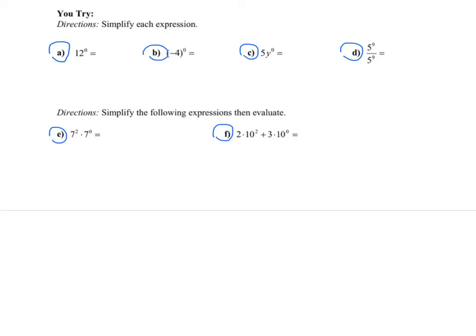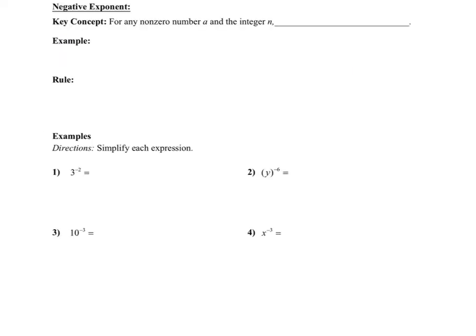Okay, now let's discuss negative exponents. So a key concept for negative exponents. For any non-zero number a, and the integer n, we have a to the negative n power. It's going to be equal to 1 over a to the nth power. So what you always want to do is make your negative exponents positive, and we make them positive by making it into the denominator. So let's do an example.